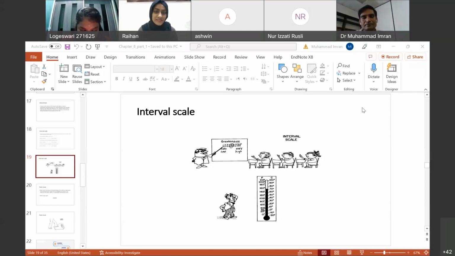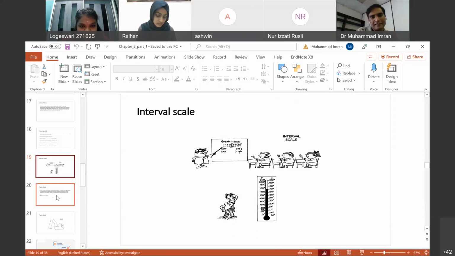Too cold. So the main difference, by the way, between the interval and the ratio scale: the value can go below 0 in interval and still have a value, but in the ratio scale it cannot. With zero weight, we can say there is no weight. Zero weight is no weight.